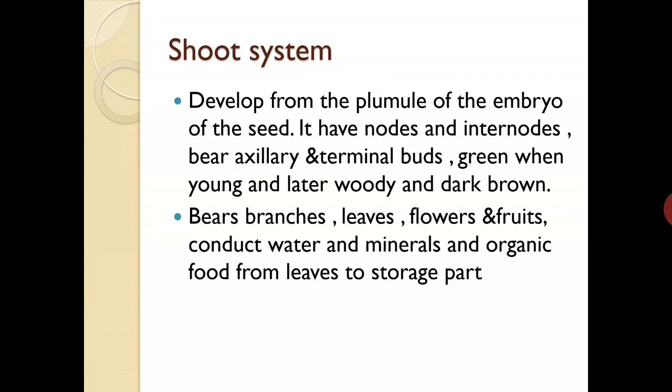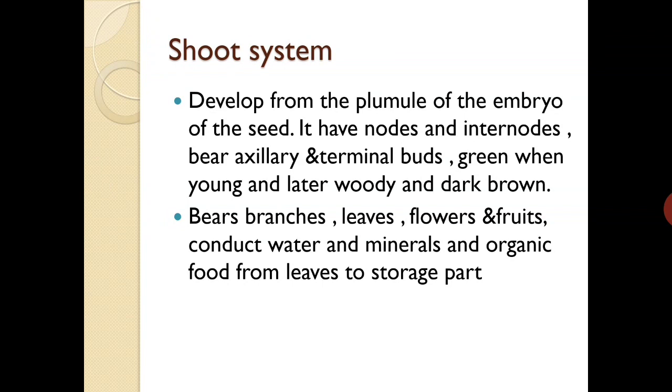Next is the shoot system. The part above the ground is known as the shoot system, developed from the plumule, the other part of the embryo of the seed, and it has nodes and internodes also. It bears axillary and terminal buds also, mostly green when young, but later it may become woody and sometimes dark brown in color. The branches bear leaves, flowers, and fruits.